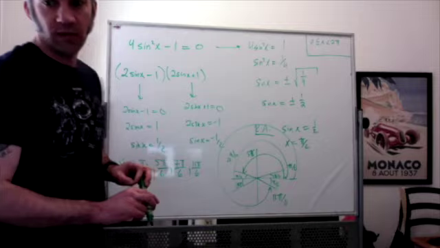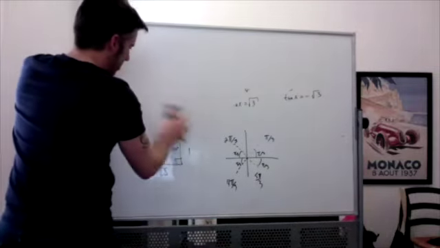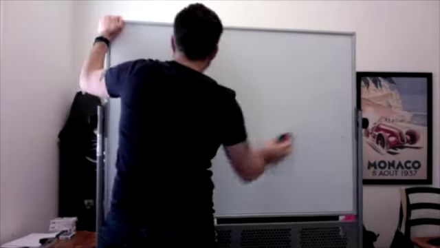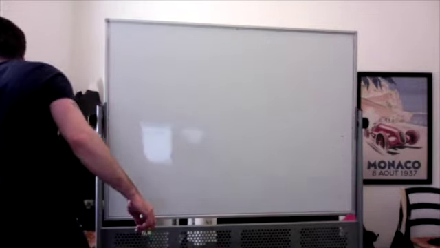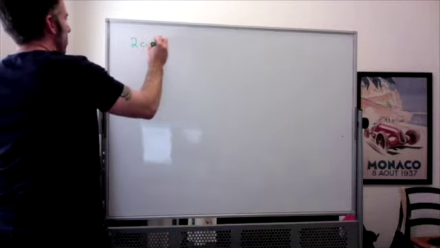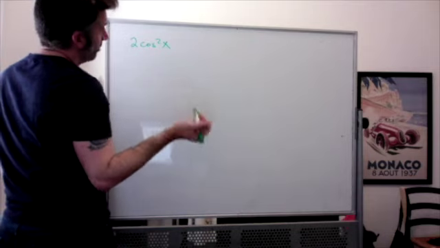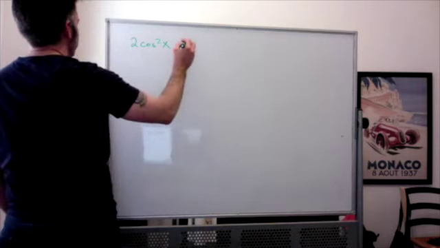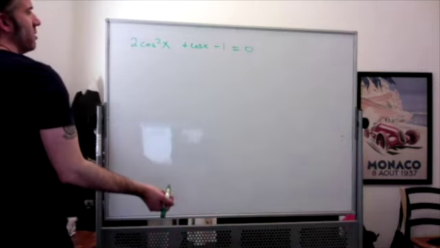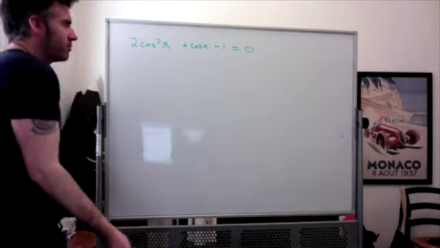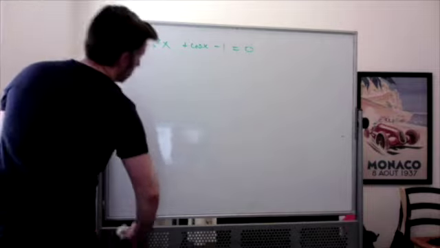Okay, let's do one or two more, and then we'll talk about graphing sine and cosine as well. Let's do a hard-ish one. Let's say I have 2 cosine squared x, plus cosine x minus 1 equals 0. Let me make sure that makes sense here. I think I want it to be a minus cosine x though.